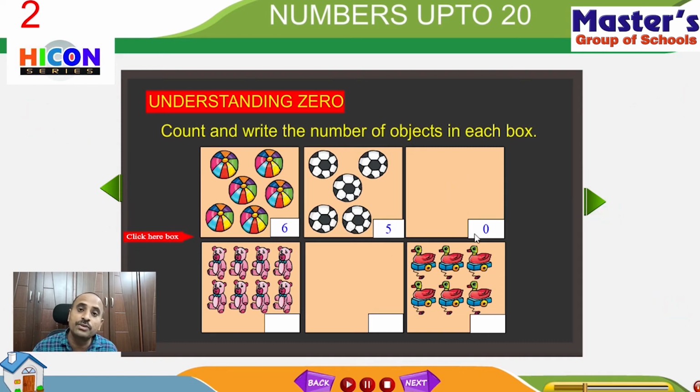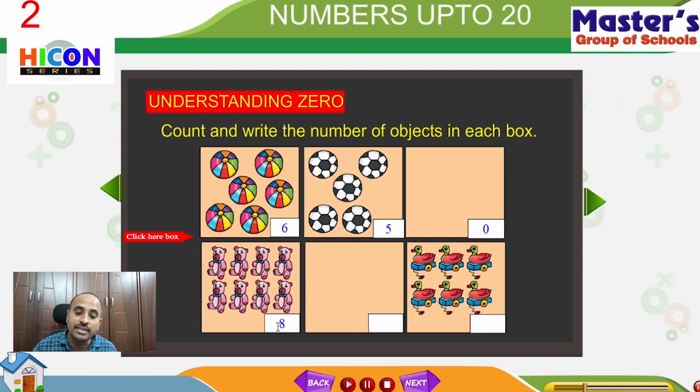Children, observe the fourth box. What are you observing? You are observing dolls, that means teddy bears. How many teddy bears are there in the fourth box? Let us count. This is 1, 2, 3, 4, 5, 6, 7, 8. Yes, there are a total of 8 teddy bears. We have to write the number 8 in the space. We can write the number 8 like this. This number is called 8.